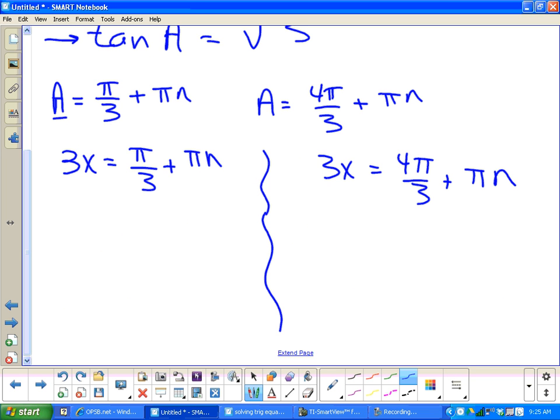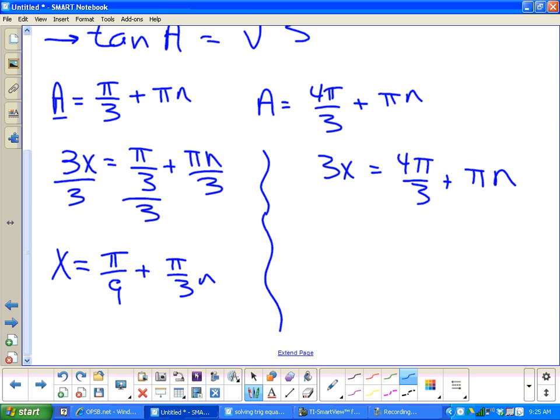All right, so let's see. Can I start putting in 0 and 1 and 2 for n? Now I've got to get rid of the 3. So this is going to give me x equals, now what's pi over 3 over 3? Pi over 9. And then this is just going to be pi over 3 times n. Now, same thing over here. Divide by 3.